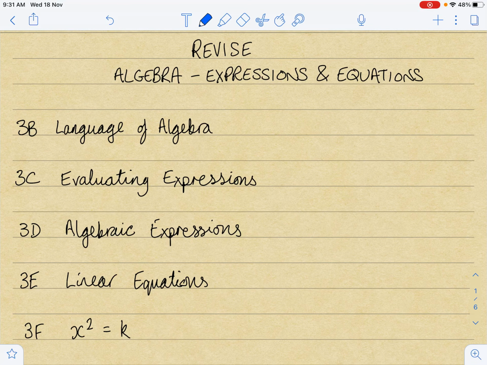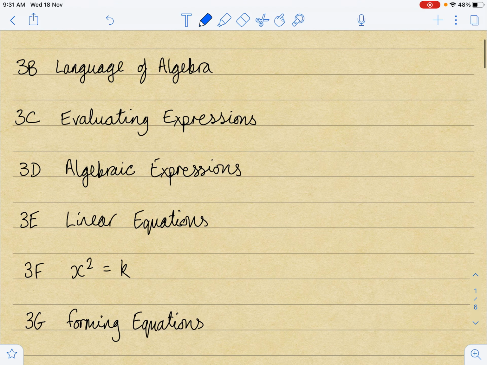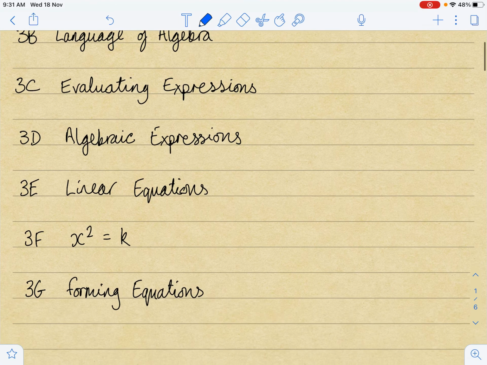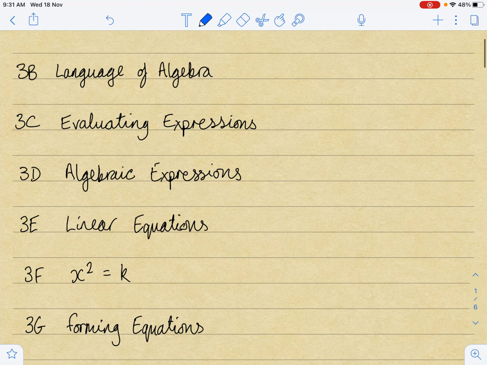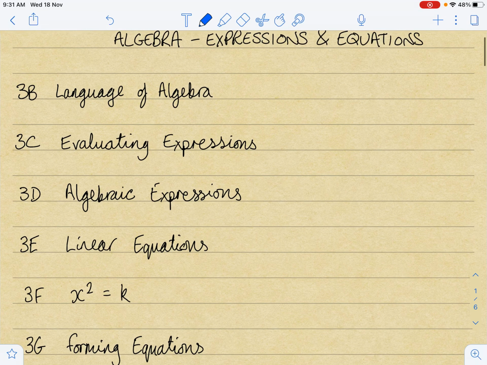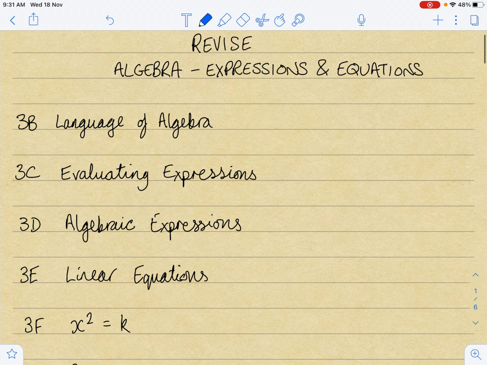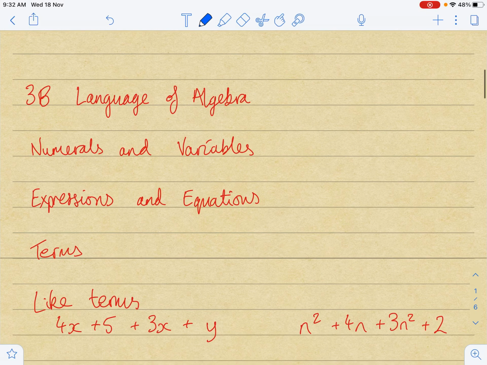Right, we're going to look at algebra, expressions and equations. In this first video, I'll cover language of algebra, evaluating expressions and algebraic expressions. And then in a second video, we'll do linear equations, x squared equals k, and forming equations. This is chapter 3 in the Hayes books for 0607 IGCSE. Anyway, language of algebra, let's crack on.